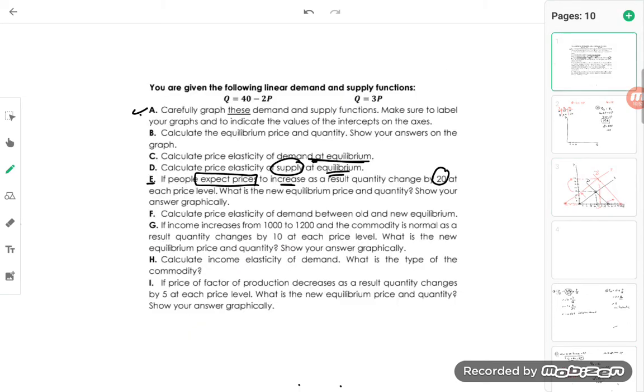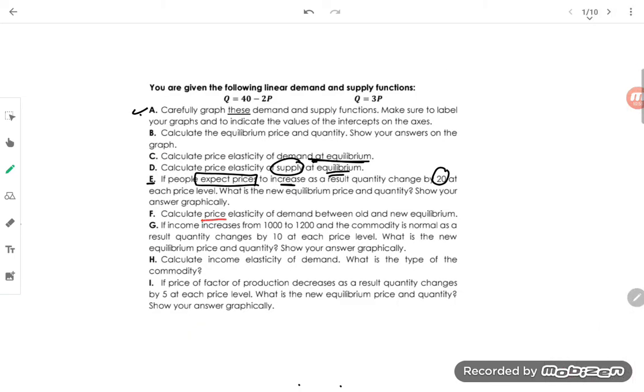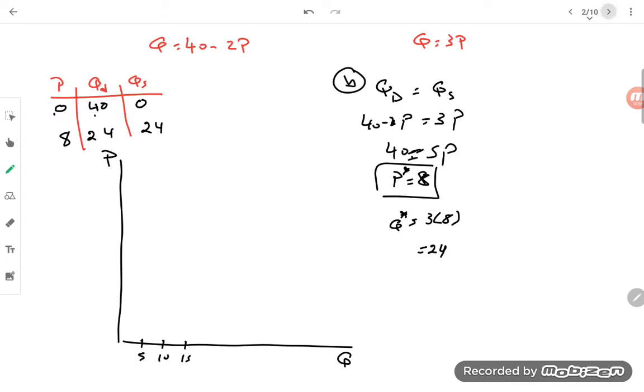Next point. Calculate price elasticity of demand between the old and the new equilibrium points. This is arc elasticity. We have two prices and two quantities. The old equilibrium price is 8 and the quantity is 24. The new equilibrium price is 16 and the quantity is 28.